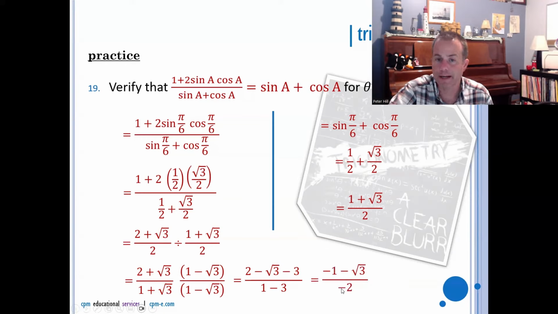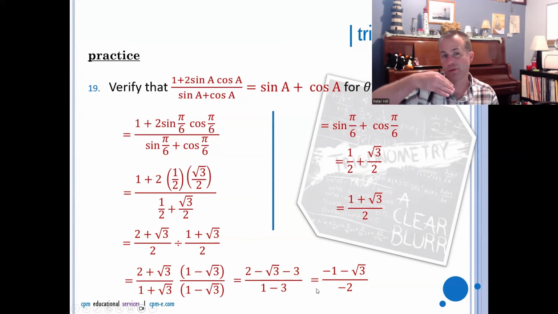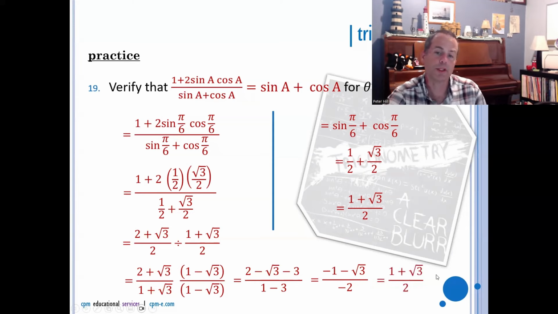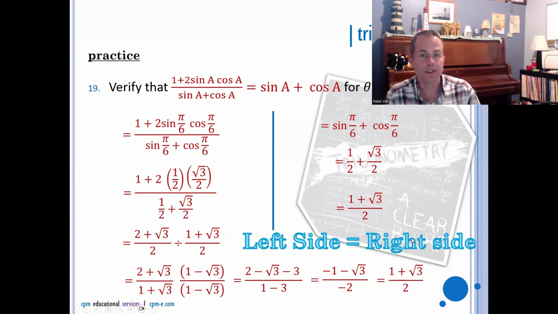And so then I'm going to factor out the negative from the top and the bottom. And that's going to give me negative 1 over negative 1, which would just be positive 1. So that equals 1 plus root 3 all over 2. Now they say the same thing, and I can conclude left side equals right side.